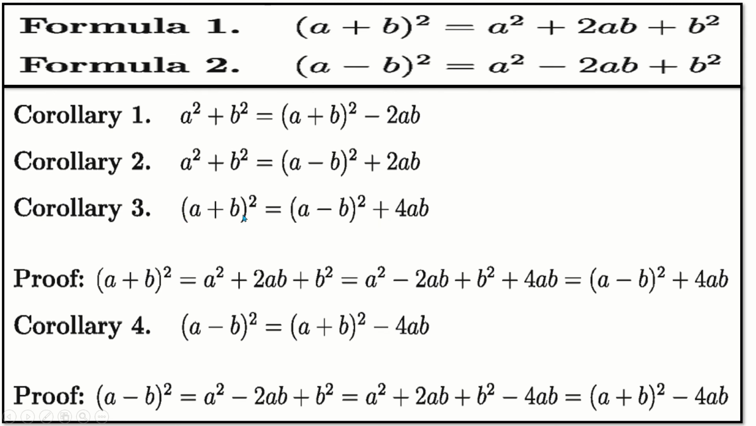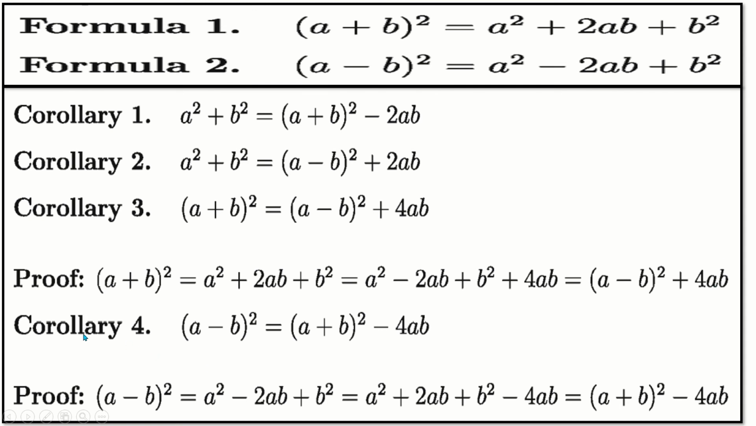Corollary 3: (a plus b) whole square equals (a minus b) whole square plus 4ab. We know (a plus b) whole square equals a square plus 2ab plus b square. As we have to prove this equal to this, for making (a minus b) whole square, we have to take a square minus 2ab plus b square. As minus 2ab is absent here, for vanishing this, we have to take plus 2ab. So plus 2ab plus this plus 2ab will get plus 4ab. Clear? That means this equals (a minus b) whole square plus 4ab. So this is another corollary.